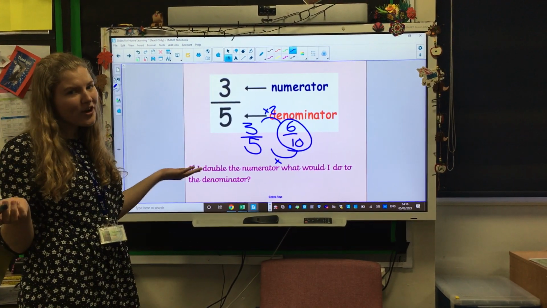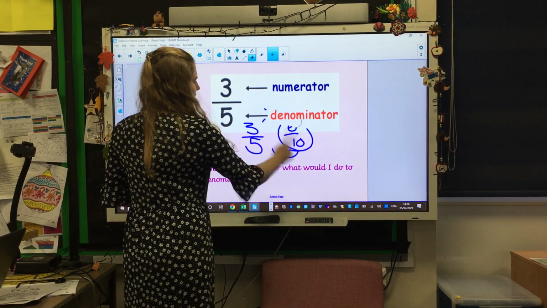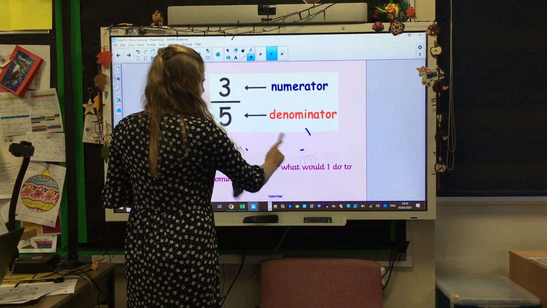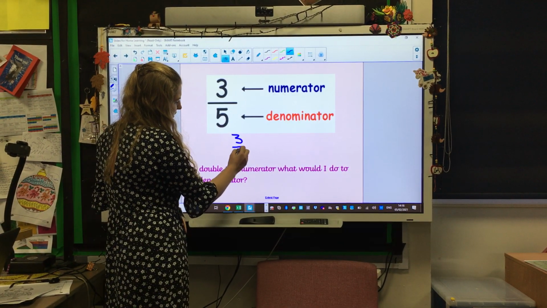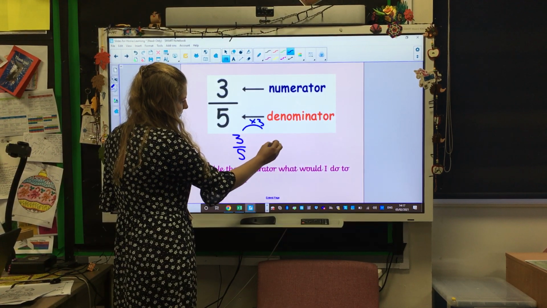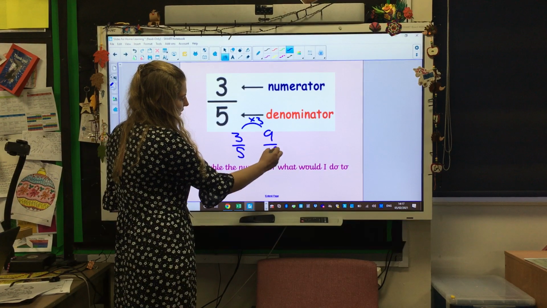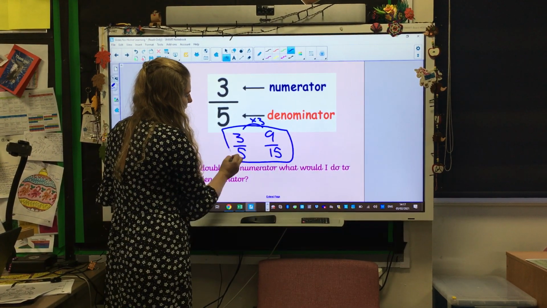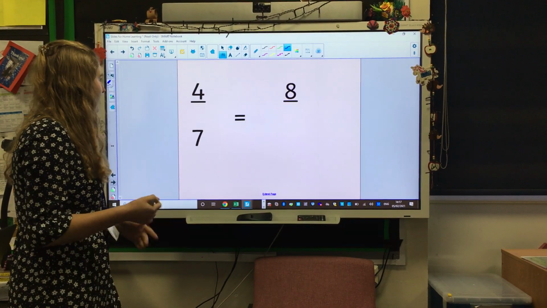But you don't have to times by 2, you can times by anything. You can times by 3. Let's do it. Rub that out. I'm going to do it slightly smaller this time. 3/5. So let's times by 3. 3 times 3 is 9. 3 times 5 is 15. They are equivalent fractions because you've done the same to the denominator as you've done to the numerator.